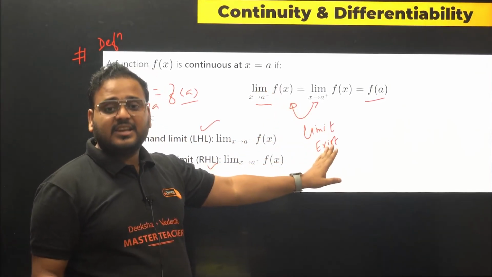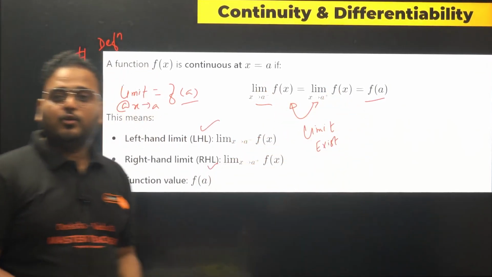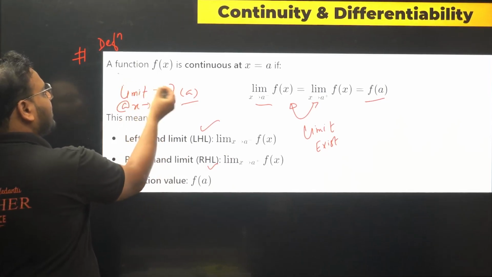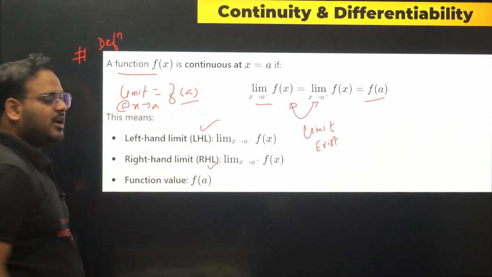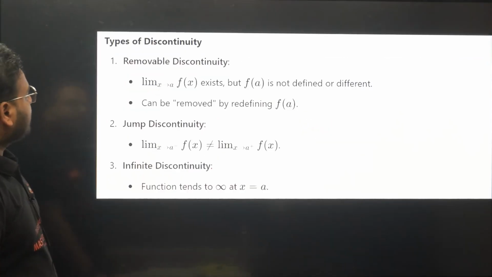If the limit exists and is equal to f of a, you'll call the function continuous at the point a. LHL, RHL and the function value at a are mentioned over here. Next is types of discontinuity.